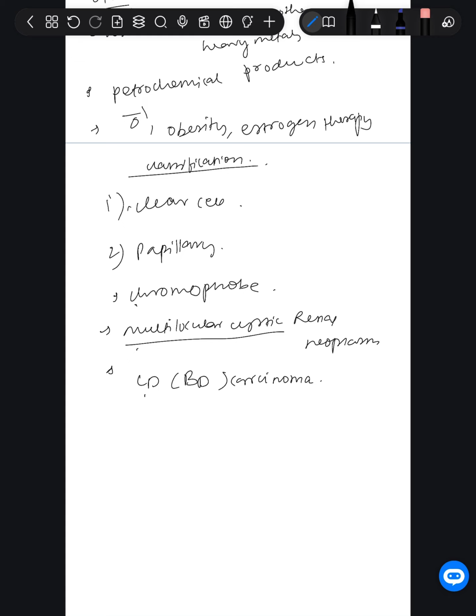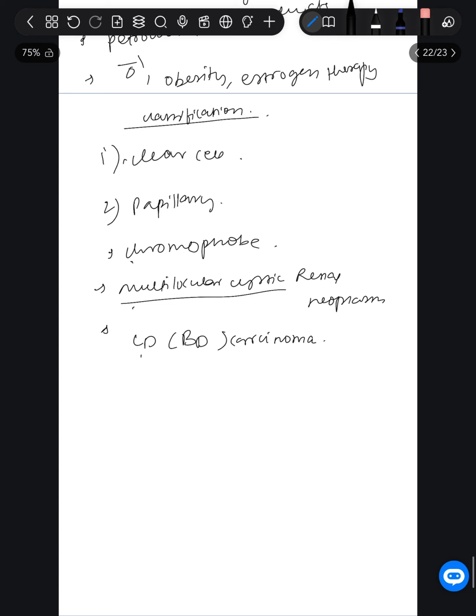Moving on to what we are discussing. Primarily, the two carcinomas that we will be discussing are clear cell and papillary, along with chromophobe, multilocular cystic, and collecting duct. And there is also medullary carcinoma. I will only be discussing these two in detail. These four I'll just tell you in brief. So we move on to clear cell carcinoma.